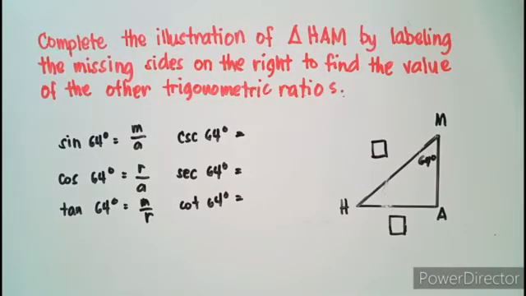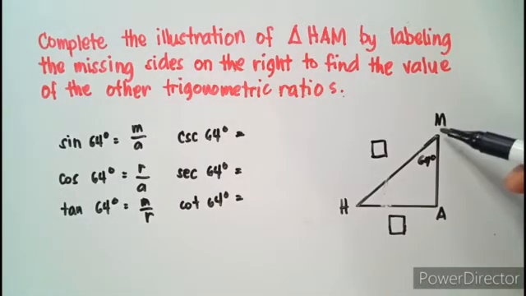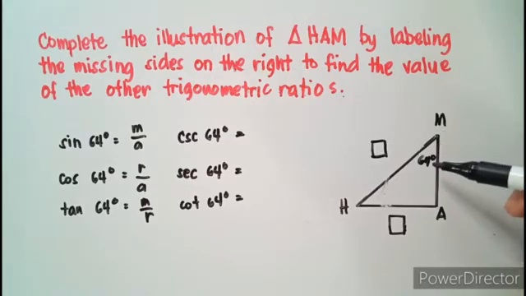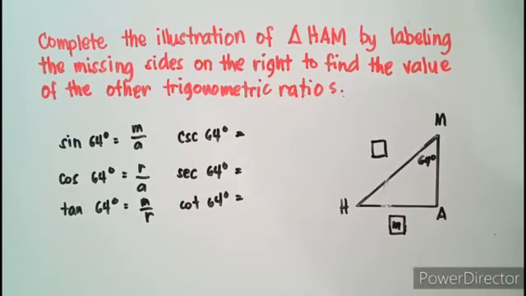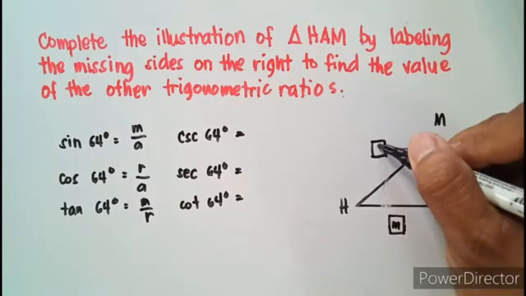Complete the illustration of triangle HAM by labeling the missing sides on the right to find the value of other trigonometric ratio. So, sabi ko kanina sa inyo, ang pangalan ng angle ay capital letter at ang pangalan ng side opposite that angle is the small letter. So, M is the angle and the opposite side is small letter m. Then, here, our hypotenuse, opposite of the right angle, capital letter A, and our hypotenuse is small letter a.